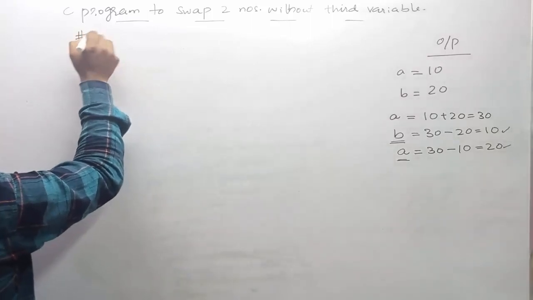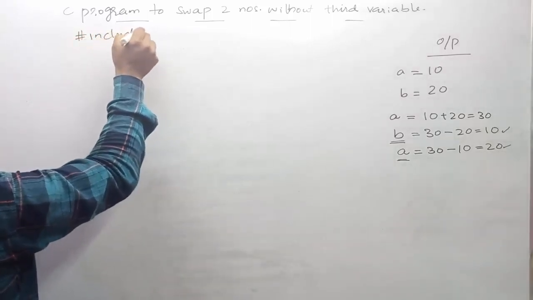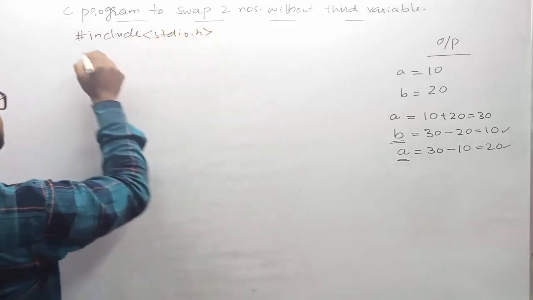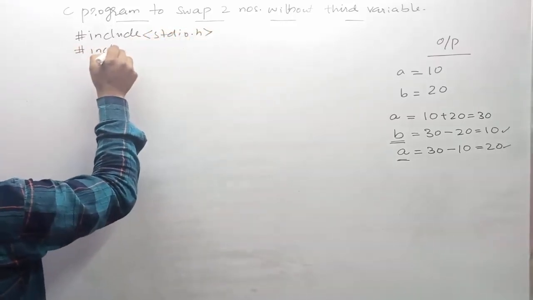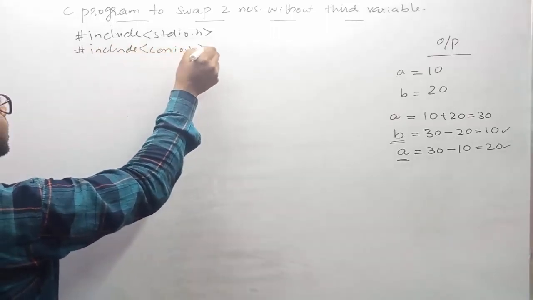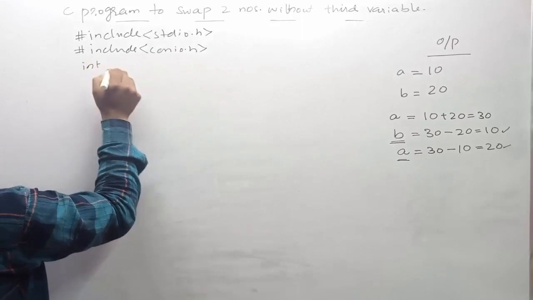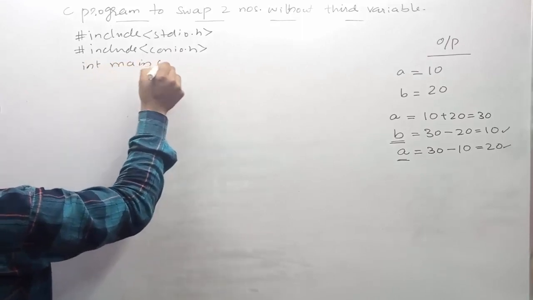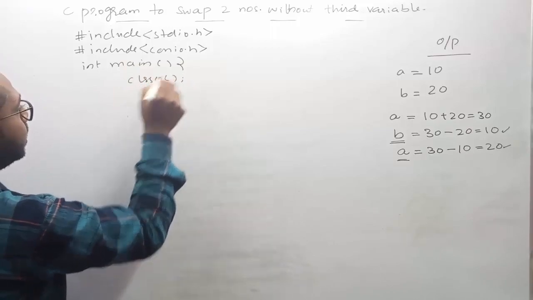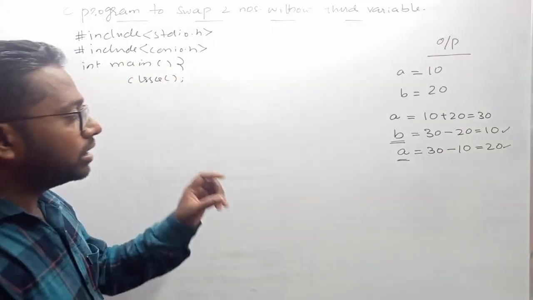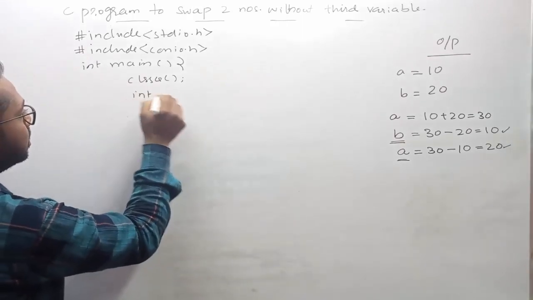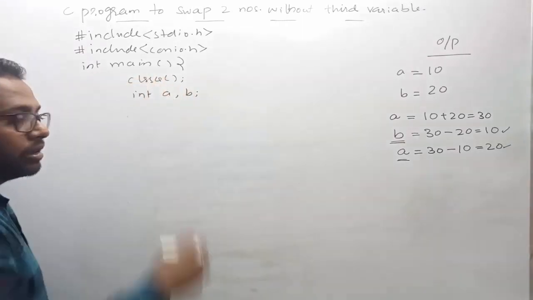First I will include header files: #include stdio.h and then #include conio.h. Then I will start a main function followed by clear screen. Now I need to declare two variables of type integer, int a, b.